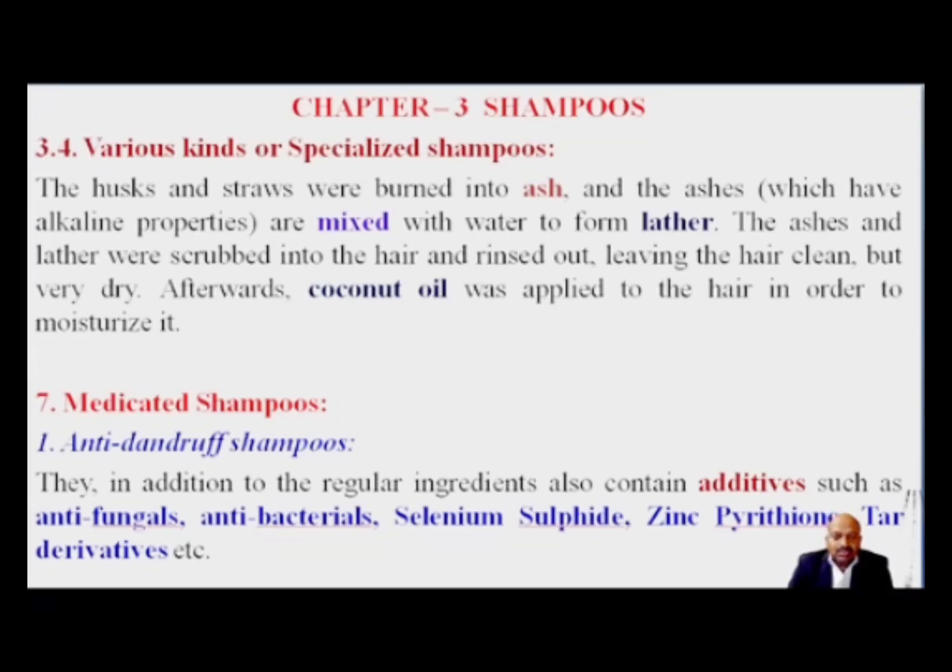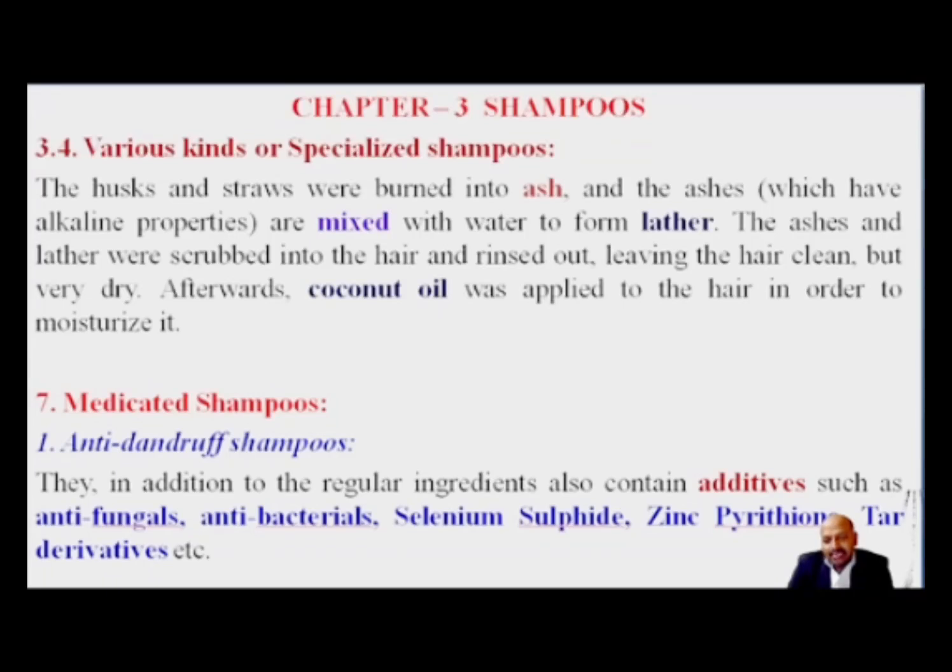So the husks and straws were burnt into ash first, and this ash is alkaline in nature, and then mixed with water, and it forms the lather, like a shampoo that is used to clean or rinse out the hair. But after cleaning, it becomes very dry and very difficult to comb also. After it dries, we have to use coconut oil to moisturize it. So this is the earlier form of specialized shampoo, especially in Indonesia.